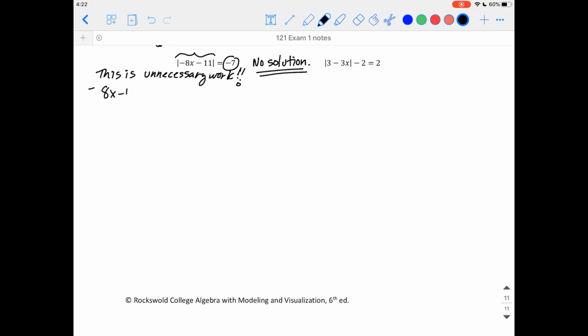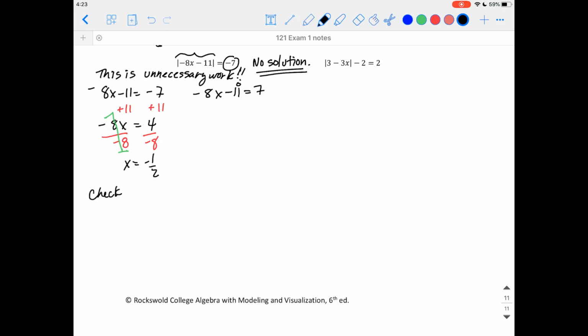So negative 8x minus 11 is equal to negative 7. And then the other one would be negative 8x minus 11 is equal to positive 7. And so I'm going to add 11 to both sides. And I get negative 8x is equal to negative 7 plus 11, which is 4. And then I'm going to divide both sides by negative 8 to get rid of that negative 8. So negative 8 divided by negative 8 is an understood 1, times x gives me x. And this is going to be negative 1/2.